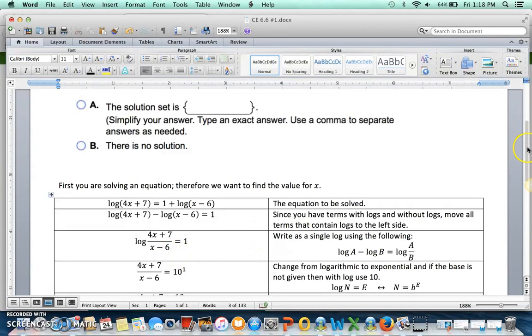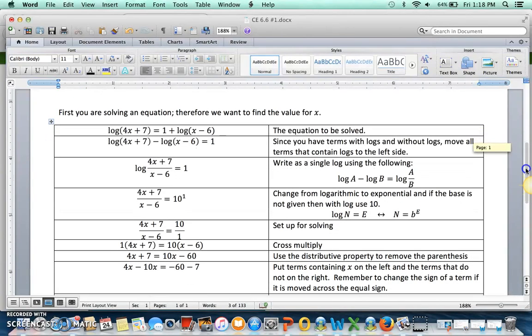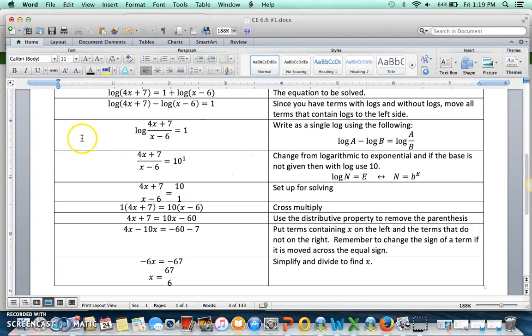Then we will change it from logarithmic to exponential form using this, the BEN type of thing. The base is an understood 10. The n is this expression, the 4x plus 7 over the x minus 6, and the actual exponent is 1. So we'll set that up so that we can solve it easily. And it is simply just a proportion that we can cross multiply and divide.